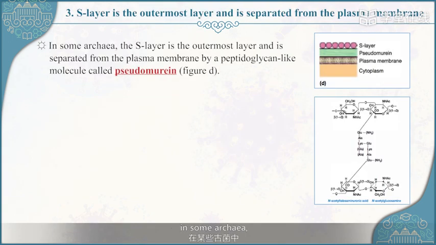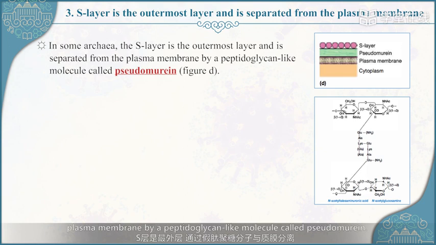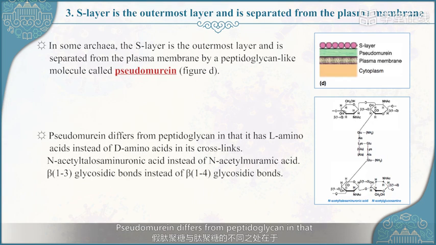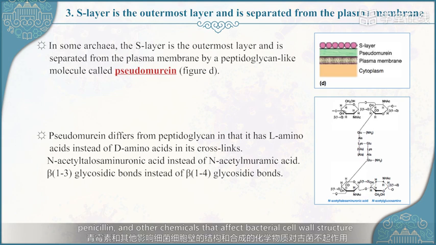As shown in figure D, in some archaea, the S-layer is the outermost layer and is separated from the plasma membrane by a peptidoglycan-like molecule called pseudomurein. Pseudomurein differs from peptidoglycan in that it has L amino acids instead of D amino acids in its cross-links, N-acetyltalosaminuronic acid instead of N-acetylmuramic acid, and beta-1,3 glycosidic bonds instead of beta-1,4 glycosidic bonds. These differences mean that lysozyme, penicillin, and other chemicals that affect bacterial cell wall structure and synthesis have no effect on archaea cell walls.